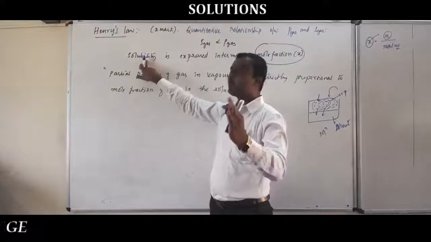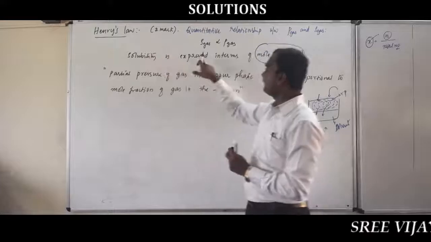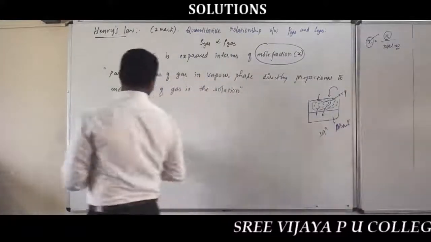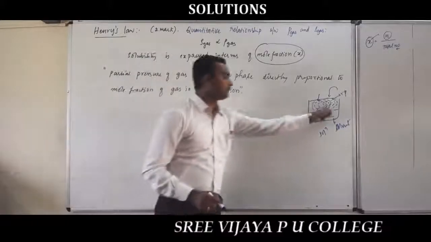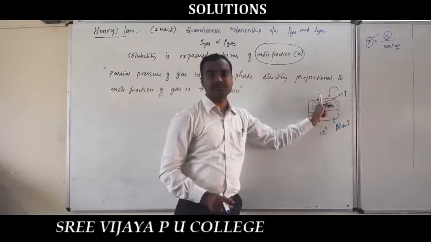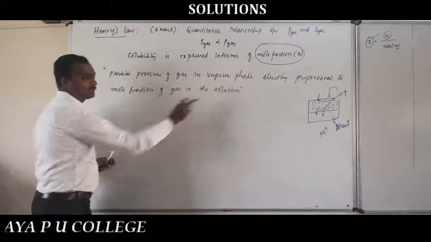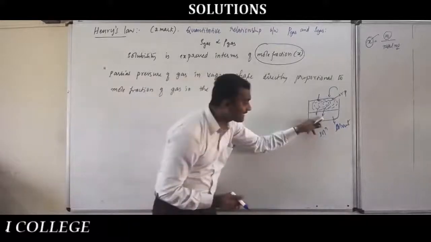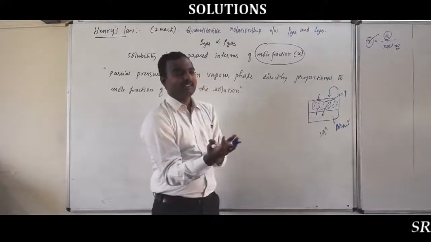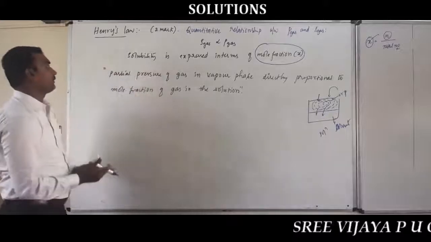So when defining this law, we take solubility expressed in terms of mole fraction in Henry's law. Therefore, partial pressure of gas in vapor phase is directly proportional. That means if partial pressure in the vapor phase is increased, the solubility or mole fraction of the gas in the solution increases. Mole fraction increasing means the number of moles of gas is increasing, which means solubility is increasing. So that is one of the statements given by Henry.